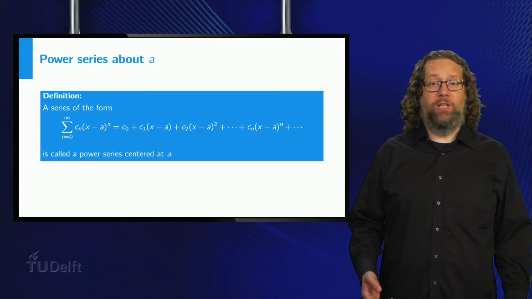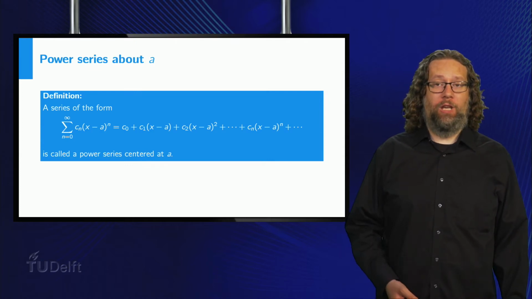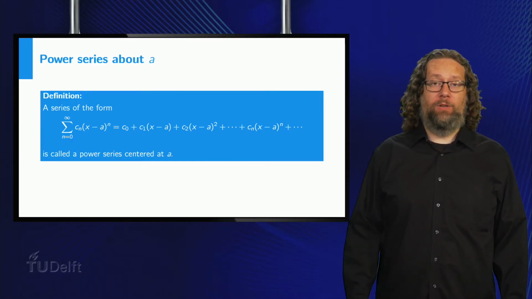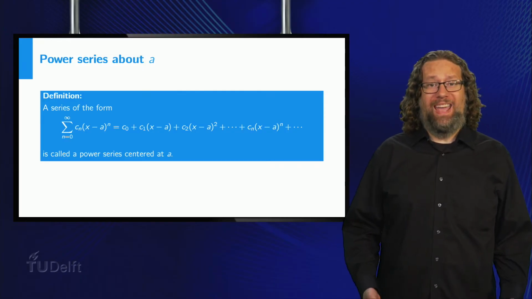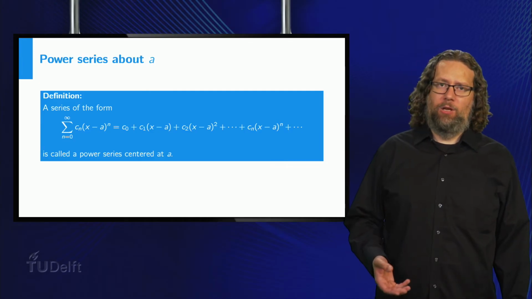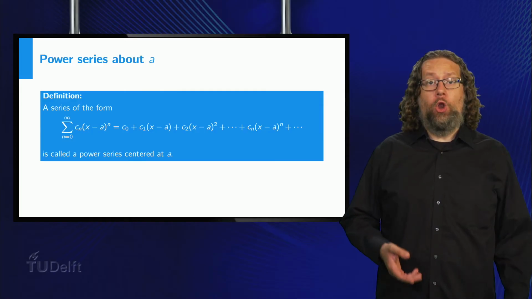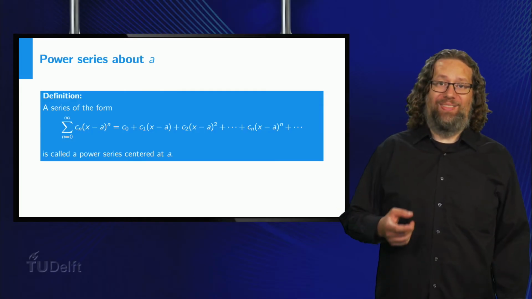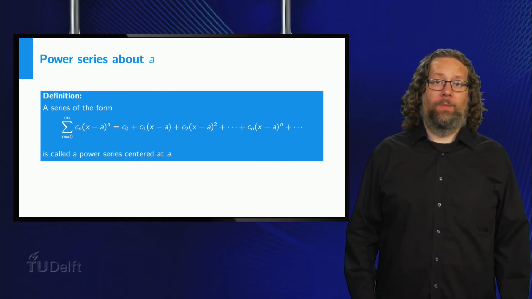Remember that a power series has this form: the sum from n equal to 0 to infinity of Cn times x minus a to the power n. We call a the center of the power series. The idea for computing Taylor series is similar as for Taylor polynomials. But in this case, we want to represent the function with a series that matches not only the value of the function at the center, but also the derivatives of all orders.